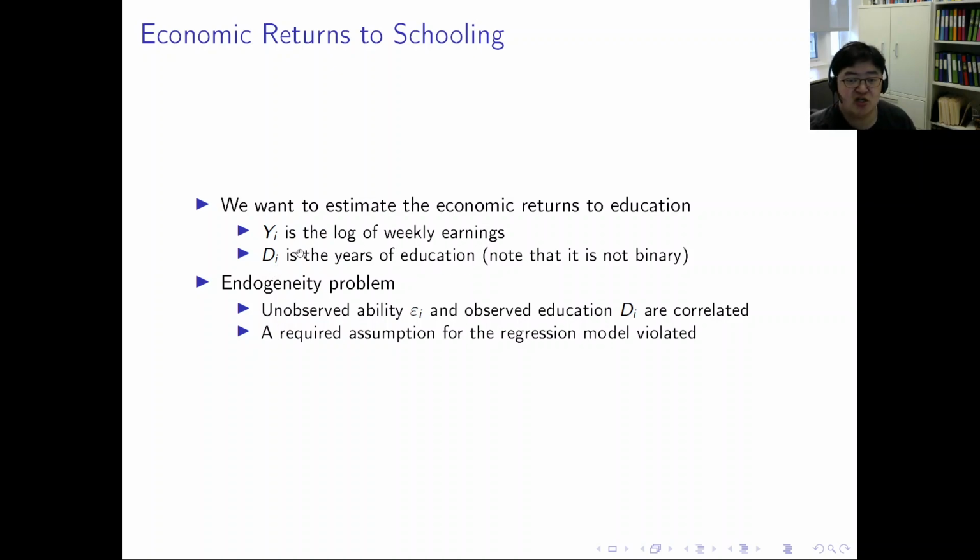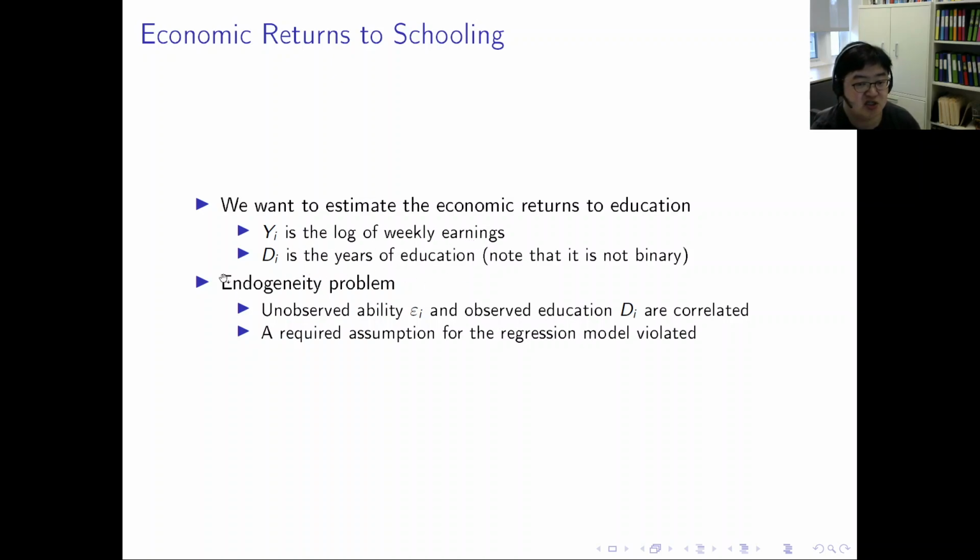Years of education is not binary here, because years of education can be like 12 for high school graduates, 16 for 4-year college graduates. So it is not binary. It is like 1, 2, 3, 4, 5, a discrete numerical variable.